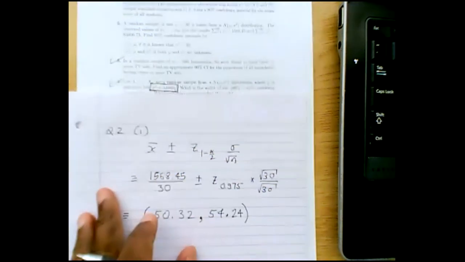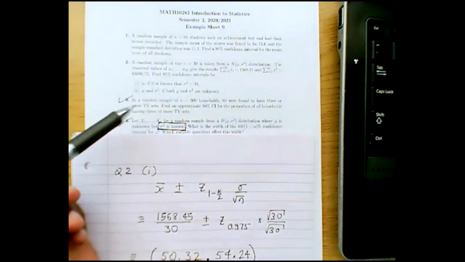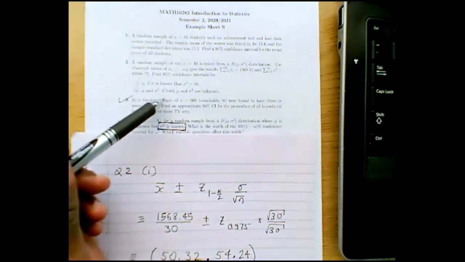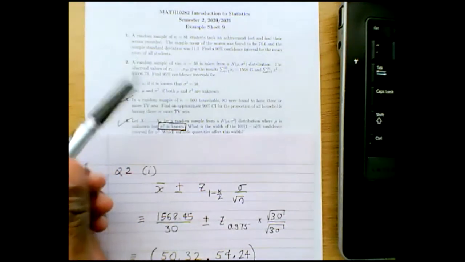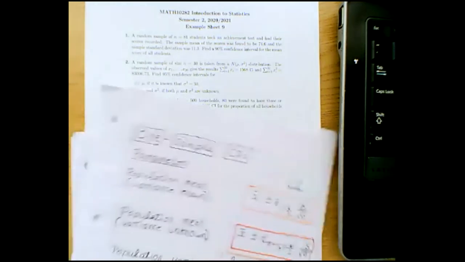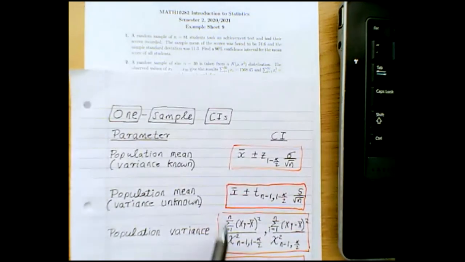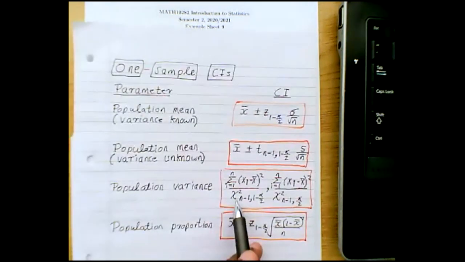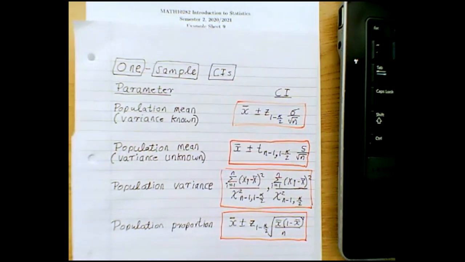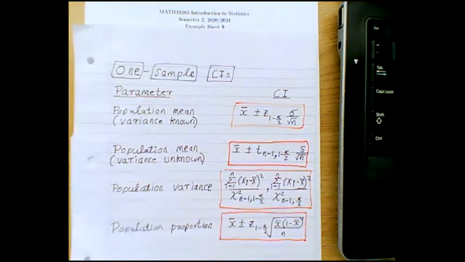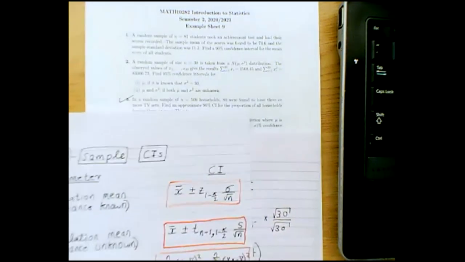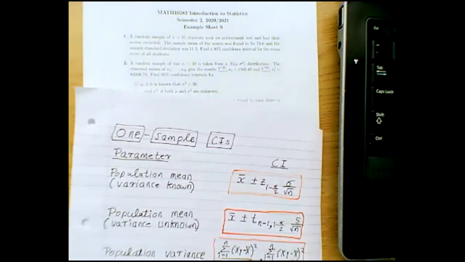For part two, we need to find the confidence interval for mu and sigma squared when both are unknown. For that, you're going to use this formula for the mean to find the confidence interval for the mean, and you're going to use this formula to find the confidence interval for the variance. I hope you can do that by yourself, because I've run out of time.